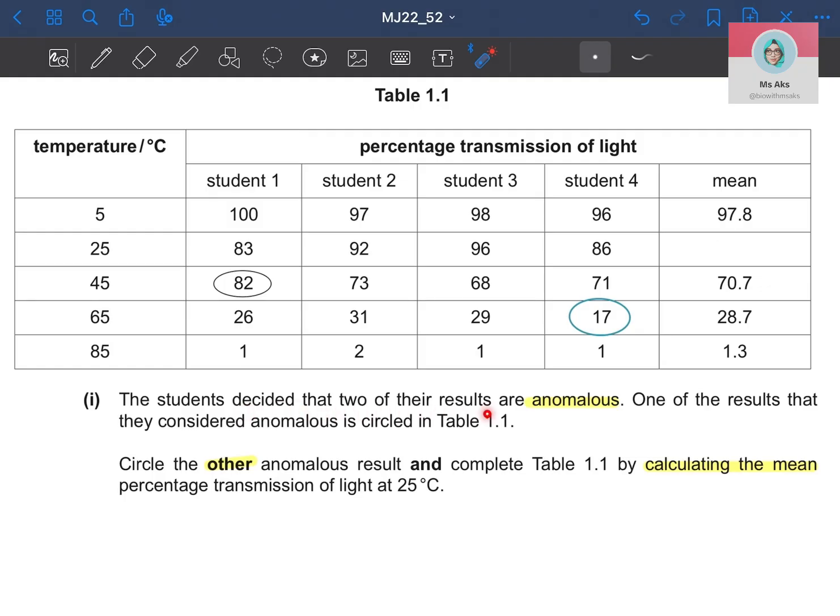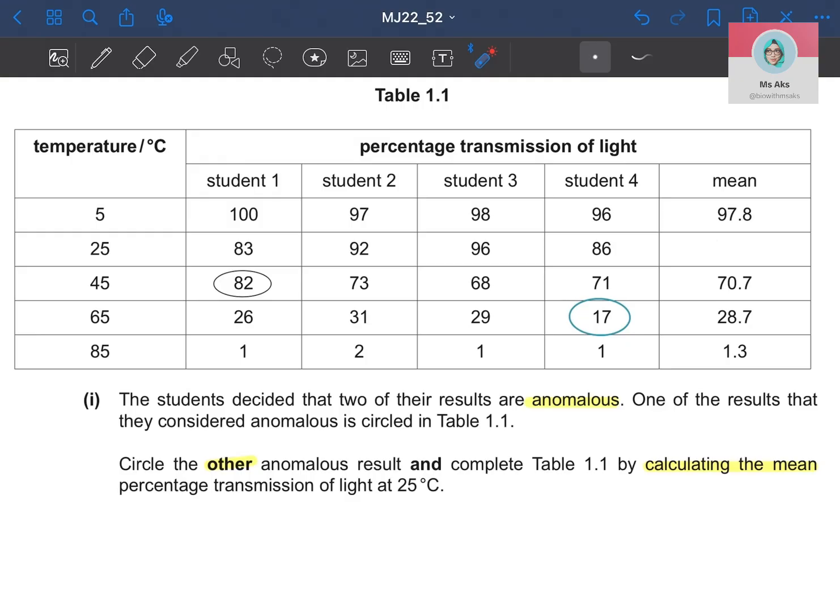The student decided that two of their results are anomalous, which is the one that does not fit the rest of the values. So any anomalous result is where you can see that, oh, it doesn't really fit the pattern. One of the results that are considered anomalous has been circled, which is here, 82. Circle the other anomalous result and complete the table by calculating the mean percentage transmission of light at 25 degrees Celsius. What you need to do is look at the data, and here we can identify that at 65 degrees Celsius, the anomalous result is from student number 4. So we circle that, and then we proceed with calculating the mean.